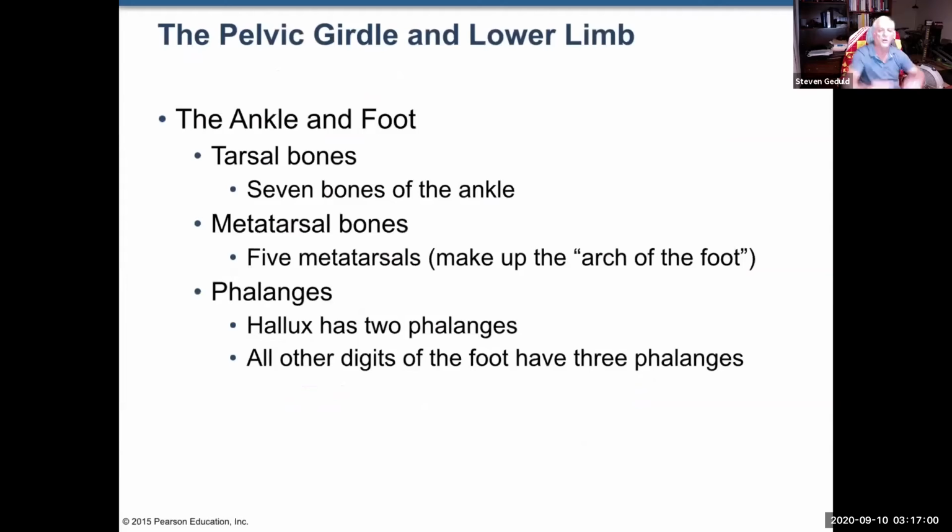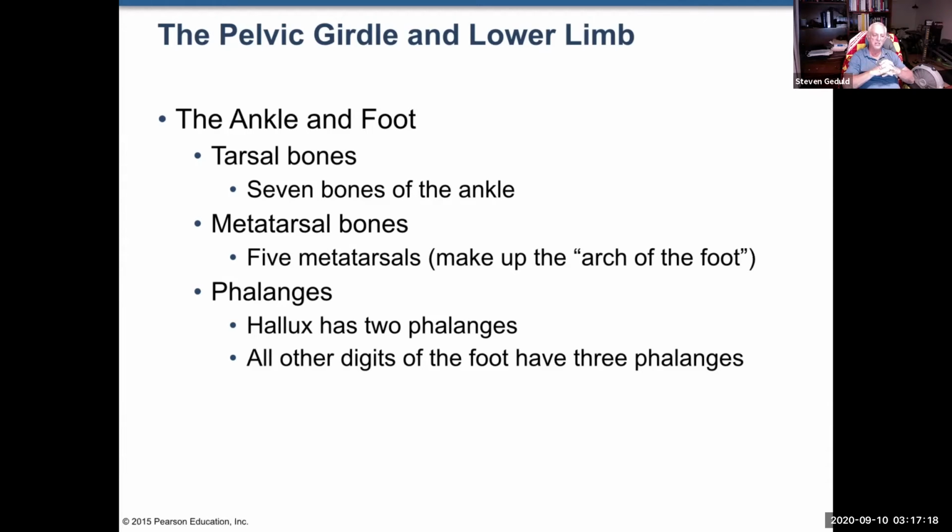All right, your ankle. Your ankle is made up of tarsal bones. Remember, the wrist was made up of carpal bones, and there are 8 of them. The ankle is made up of tarsal bones. There are 7 of them. Metatarsal bones make up the arch of the foot.